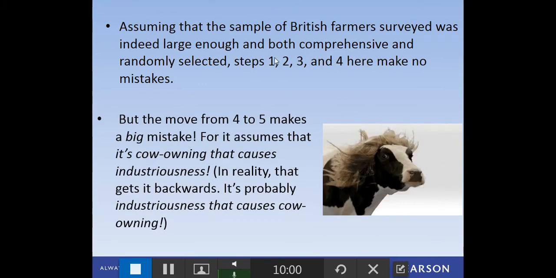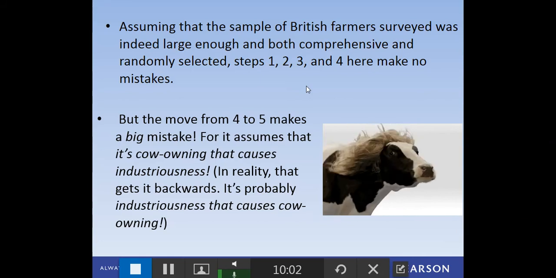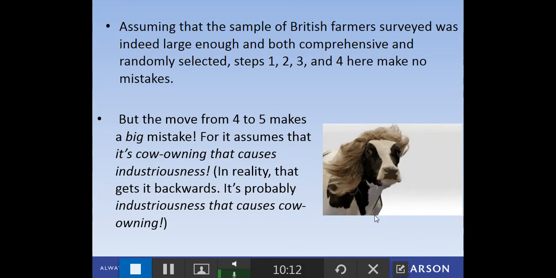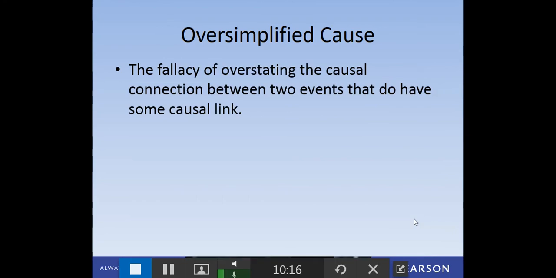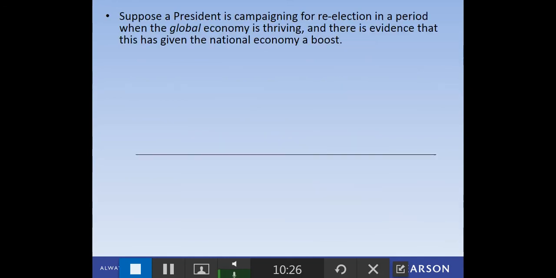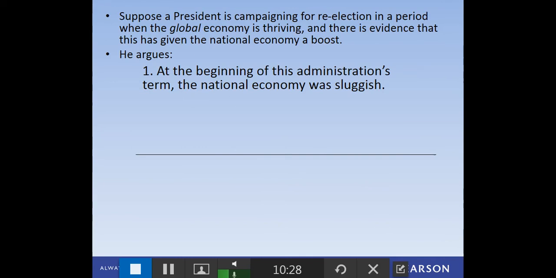So right here, breaking it down, assuming that there's enough surveyed and comprehensive, steps 1, 2, and 3 here, don't make a mistake, but adding that assumption at the end in that conclusion, saying that it's cowing that causes industriousness, is ridiculous. All right, oversimplified cause. Basically, it's overstating a cause between two events that really don't have a link, but when we look at it, we say, oh, that kind of seems like it could have a link.